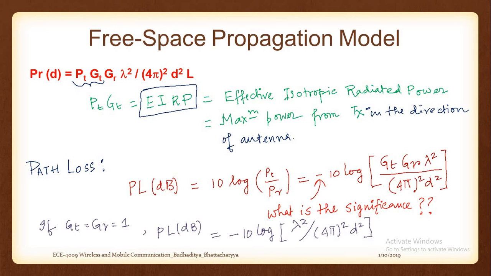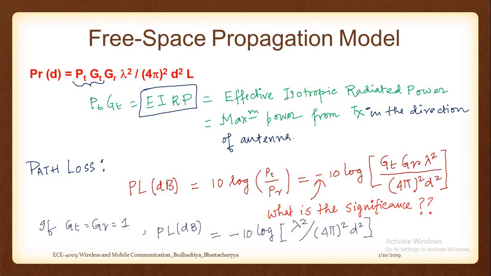Basically, we take the ratio of PR by PT. We take a 10 log of it, so it will be in dB. So if you consider this one, minus 10 log of GT GR lambda square by 4 pi whole square d square, keeping in mind L equals 1. As you can observe, in the equation that we have for PR(d), if you rearrange a little bit, PR by PT, then you come to GT GR lambda square by 4 pi whole square d square. So that is what we are getting.